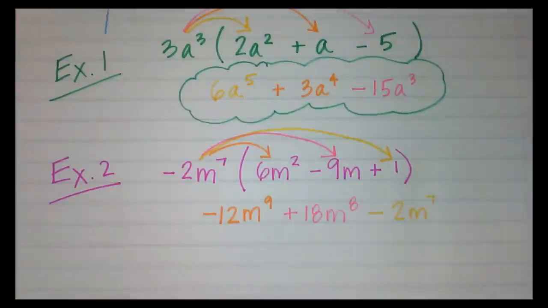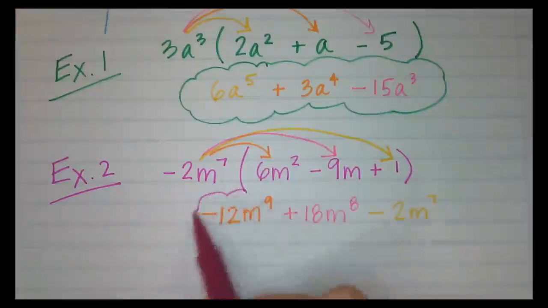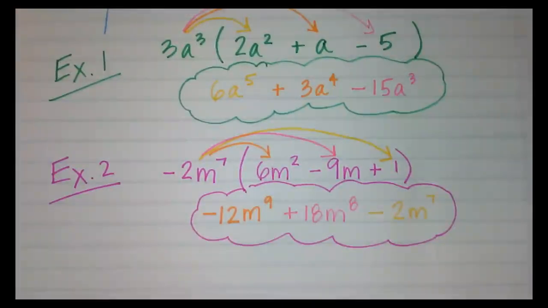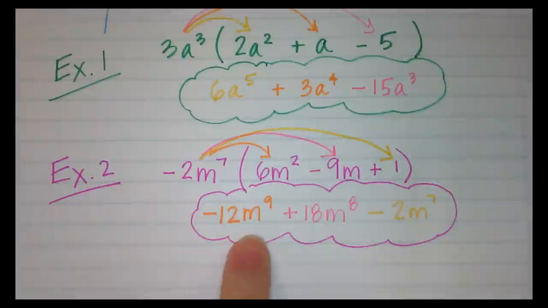Again, I need to look for like terms. They all have m's, but they're not like terms, because like terms have the same variable and exponent. So this is the answer, and it is in the correct order because it's highest exponent and then descending from there.